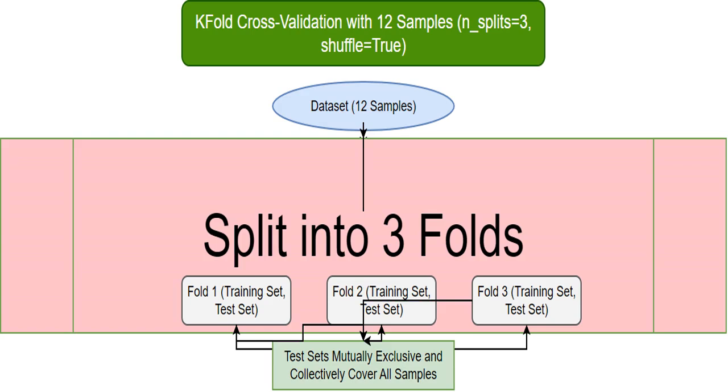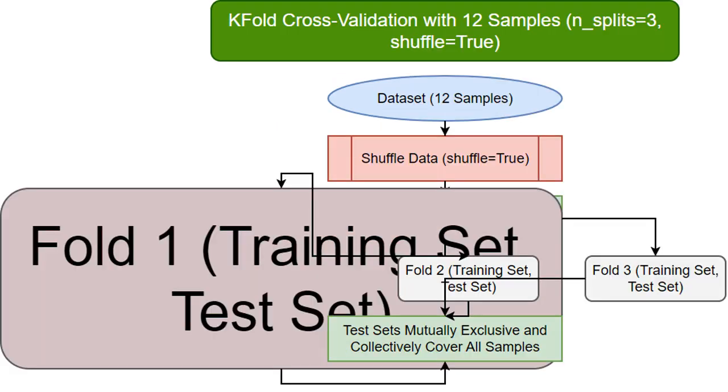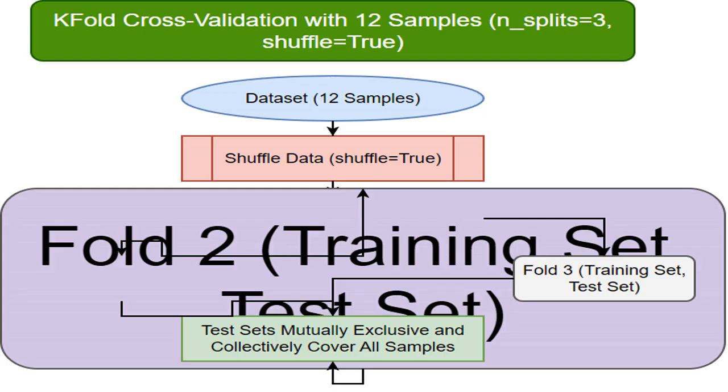Each fold will be used once as a testing set, while the rest are used for training. In fold 1, I'll use some of the samples for training my model and hold the rest out for testing. I am using KFold, which ensures each sample is used exactly once for testing and multiple times for training. Similar to fold 1, fold 2 will also have a training set and a test set. The crucial point is that the test set here will be different from fold 1's test set.